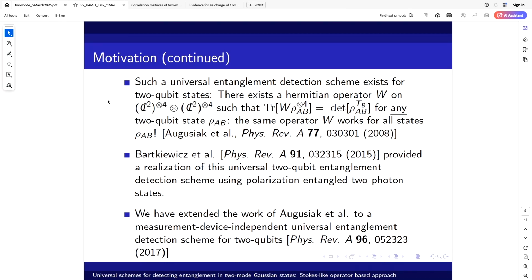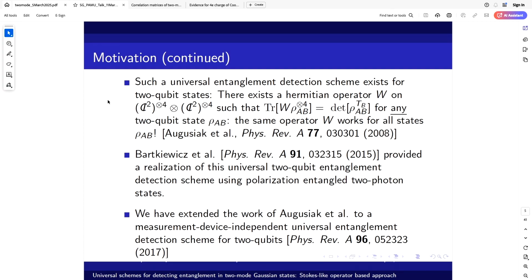Then you can always figure out a Hermitian operator W, which is independent of rho AB. It has nothing to do with rho AB. It is a fixed Hermitian operator which acts on this composite system, so on Alice's side a 4 qubit system, on Bob's side a 4 qubit system. So, this W acts on this 16 cross 16 system, such that if I perform a measurement of W on the 4 copies of the state, the average value of the measurement result will be the same as the determinant of the partial transpose of the 2 qubit state. And this is true whatever your 2 qubit state rho AB is. So, this one can always prove.